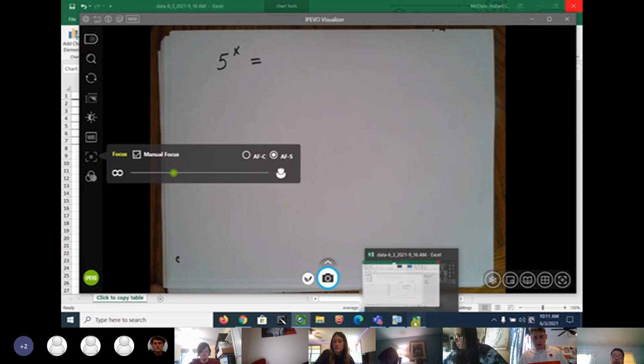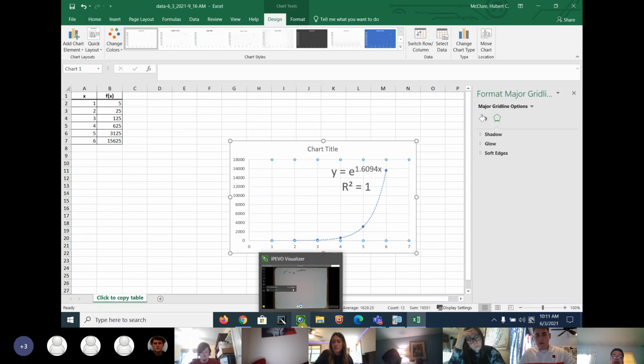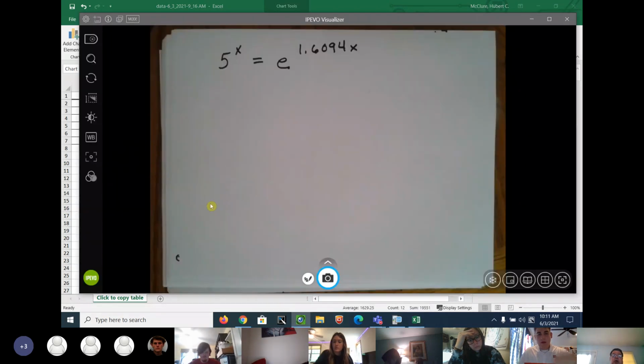And I got e to the 1.6094x. Now, we're going to have some fun with this because I did this to make sure that it was correct. I want y'all to solve that. Kill two birds with one stone. We fix our problem, and we also do another equation with logs.